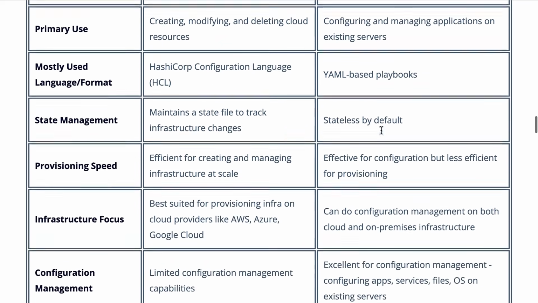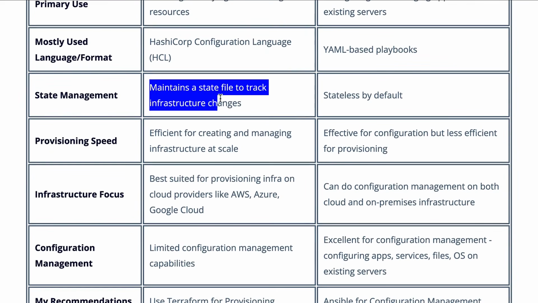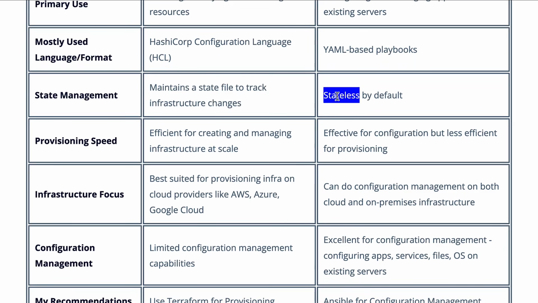How does Terraform do state management? Terraform maintains the state to track infrastructure changes. Whenever Terraform creates something, it has the state. It knows what it did previously. Tools like Ansible don't manage any state. They are stateless by default.